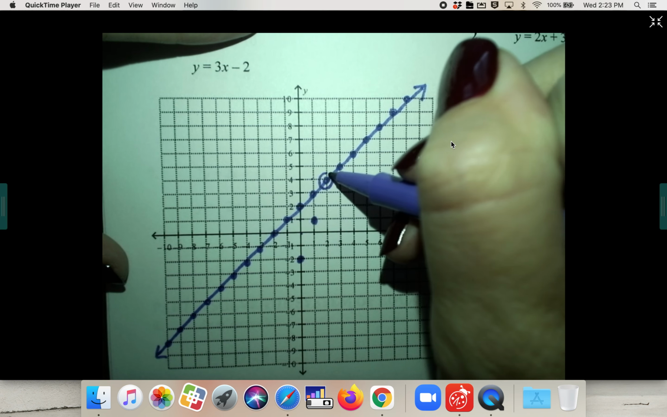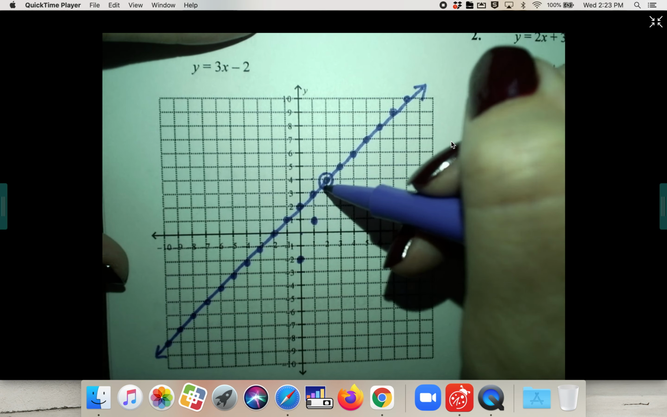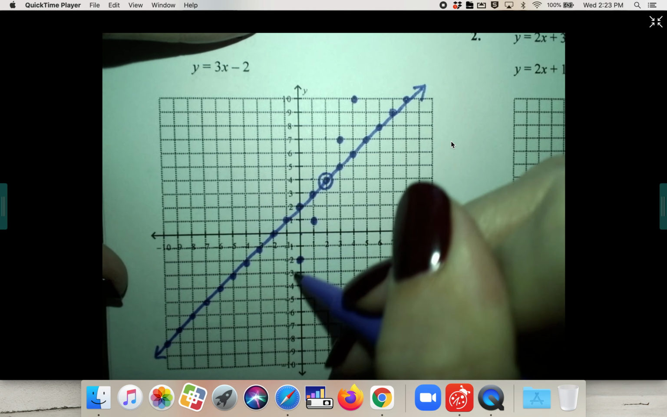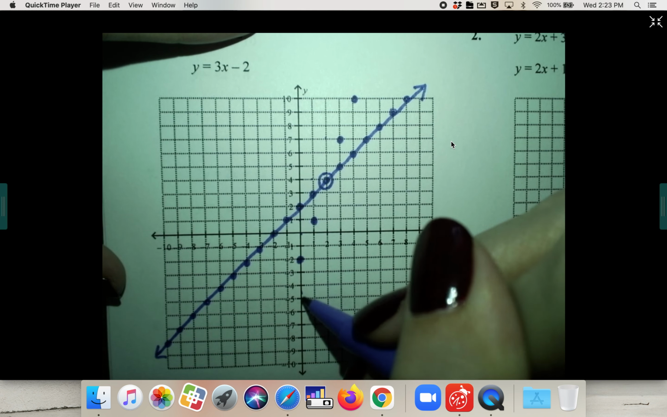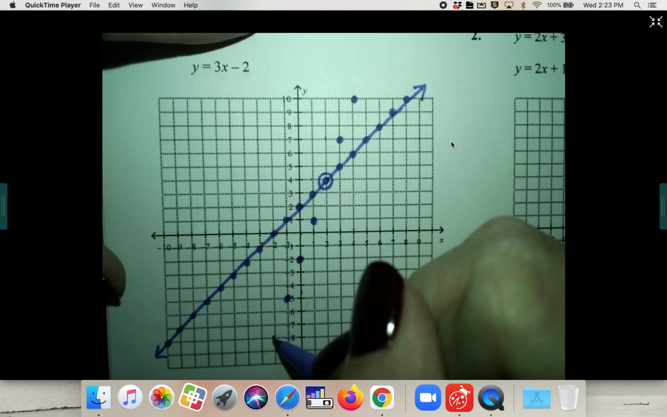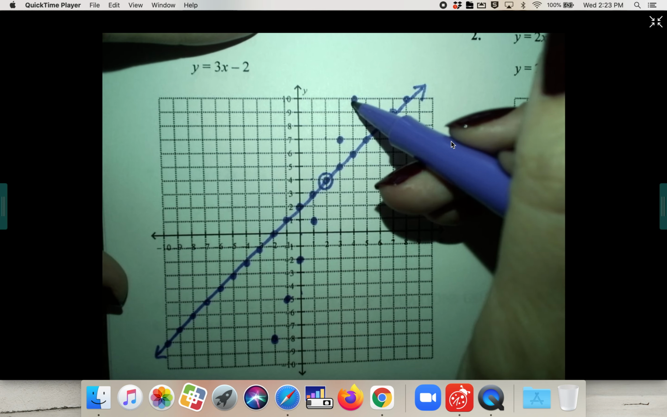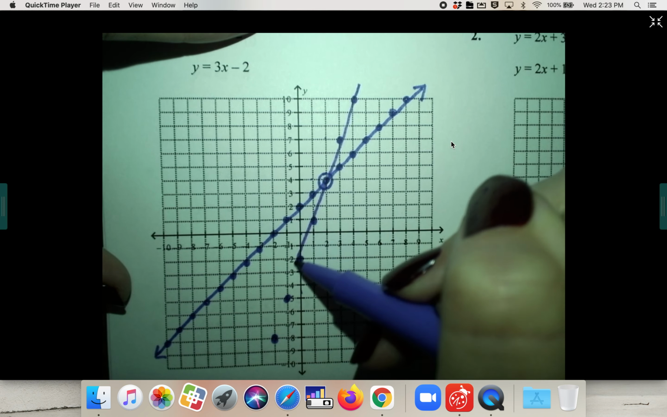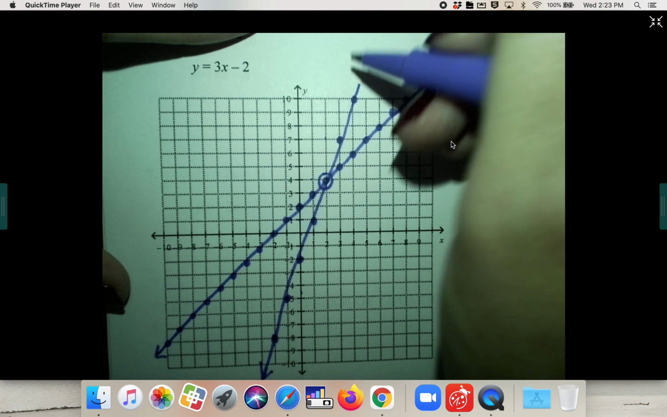So that is the point that they intersect. So I'm going to kind of bullseye it. So keep going 1, 2, 3 over 1, 1, 2, 3 over 1. You can go back down 3 over 1 as long as your pattern is going the same way it was. More dots on there is going to ensure your straighter line. Oof, maybe. Mine's not very straight.